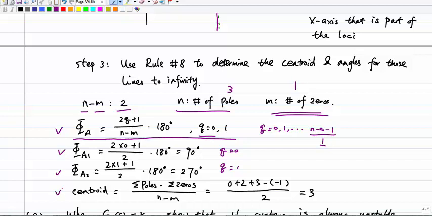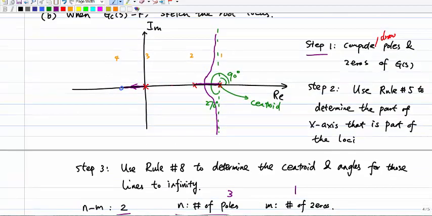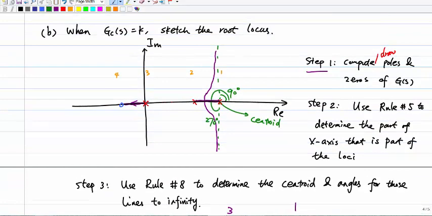The centroid is computed by the sum of the poles minus the sum of the zeros, divided by n minus m. n minus m is 2. I have three poles, 0, 2, and 3, so the sum is 0 plus 2 plus 3, minus the zeros. You only have one zero, negative one, so it's minus negative one. So 2 plus 3 is 5, 5 plus 1 is 6, and 6 divided by 2 is 3. So I draw the centroid at 3, right over here on this pole. One line goes up at 90 degrees, and one goes down at 270 degrees. This is the centroid.